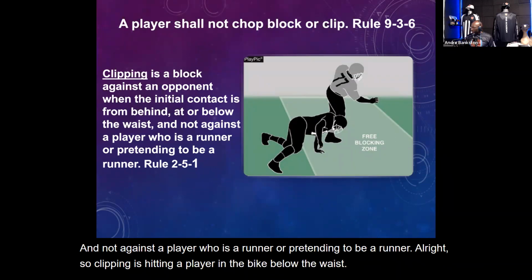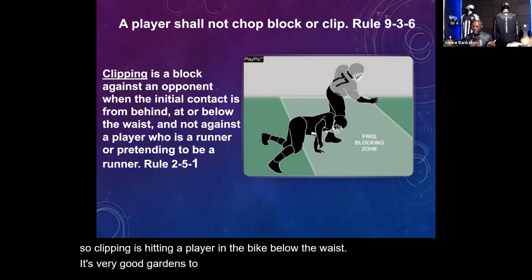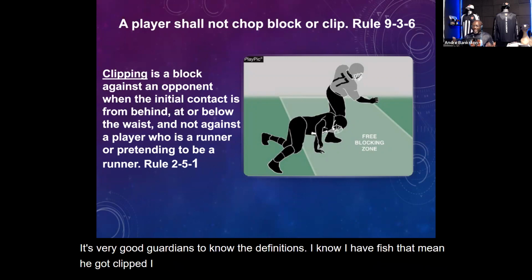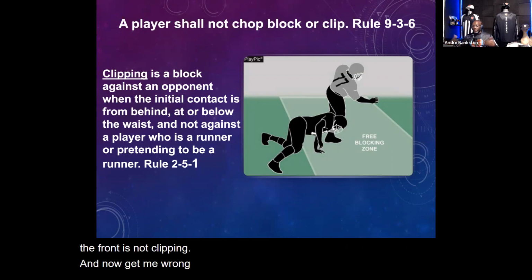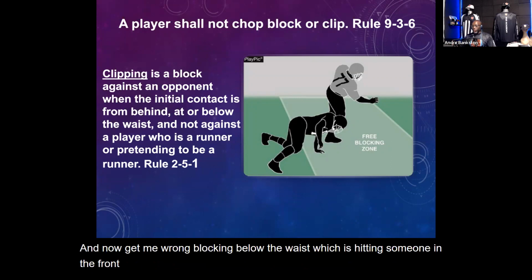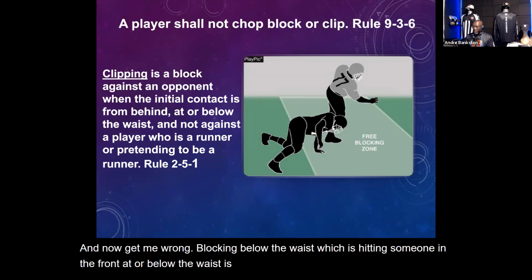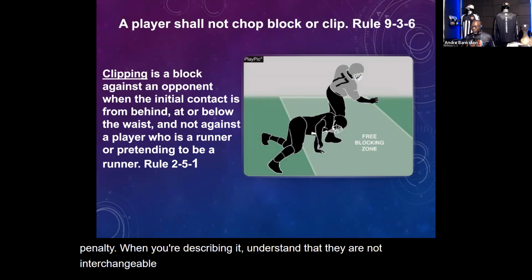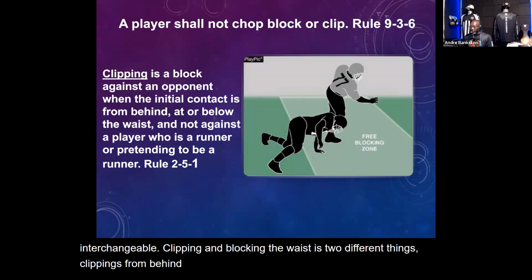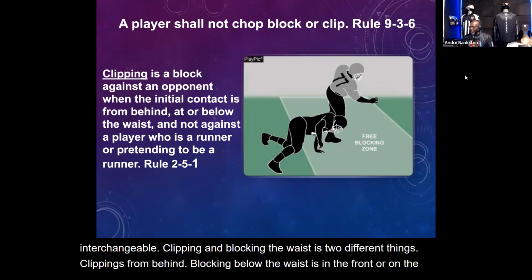It's very good, guardians, to know the definitions. I have fans tell me, oh, he got clipped. And I say, what happened? He got hit in the front. Well, getting hit in the front is not clipping. Now, don't get me wrong, blocking below the waist, which is hitting someone in the front at or below the waist, is a 15-yard penalty, and clipping is a 15-yard penalty. When you're describing it, understand that they are not interchangeable. Clipping and blocking below the waist are two different things. Clipping is from behind, blocking below the waist is in the front, or on the side is also clipping.